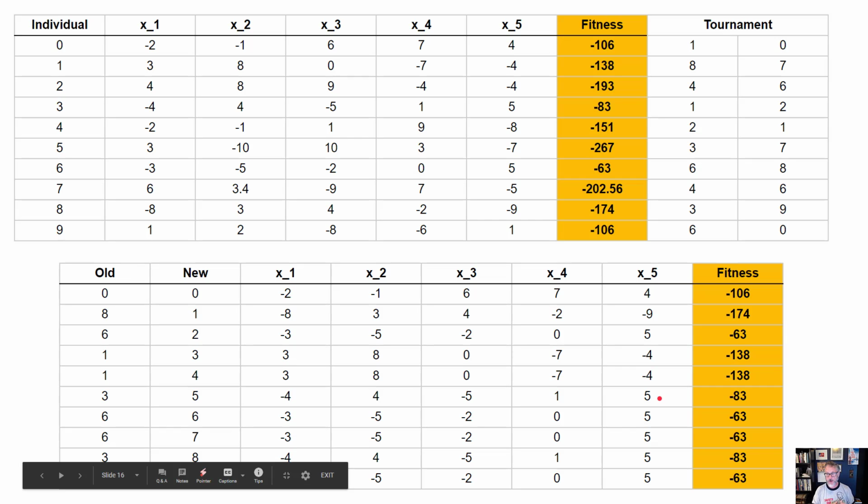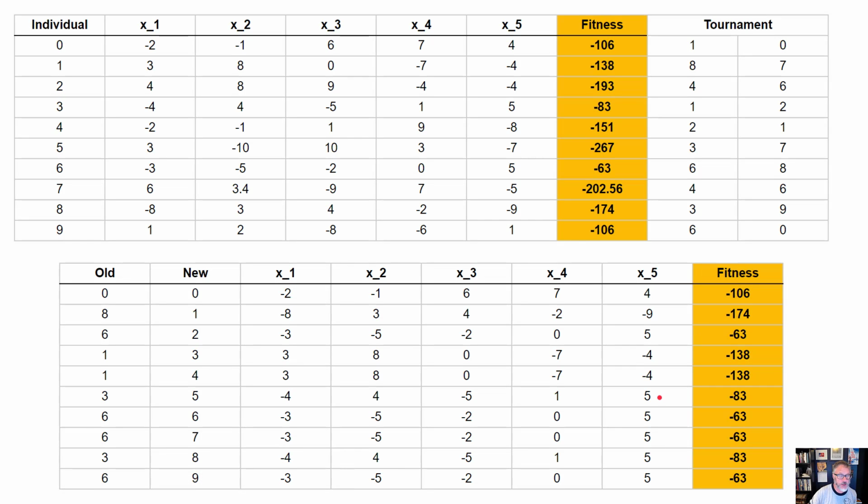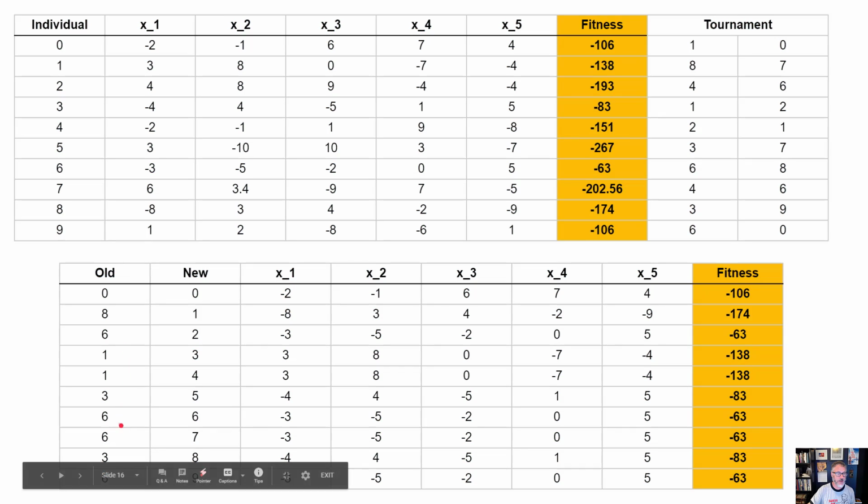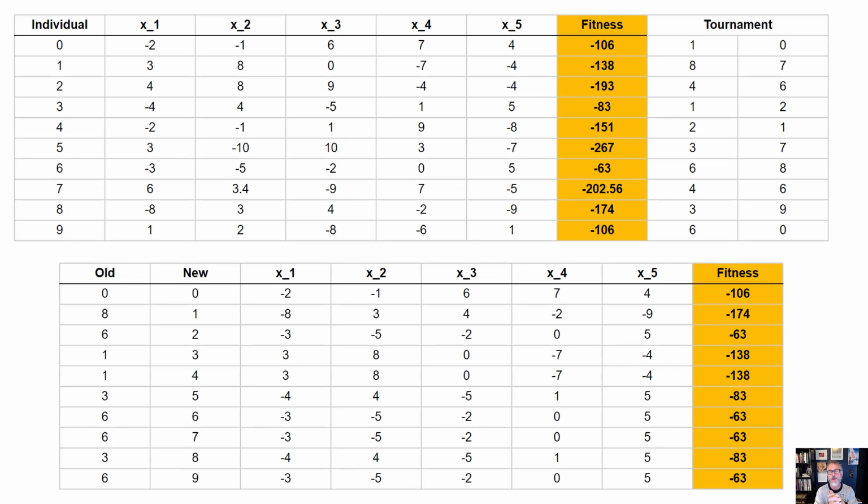So again, notice how just by virtue of the tournament, and these were randomly chosen, by the way, I didn't do any rigging of that, just by the random nature of this, 6, which had the best fitness in our original population, has 4 copies of itself in the next generation. And so the highly fit individuals are the ones that move forward into the next generation. Okay, so that's how this works.